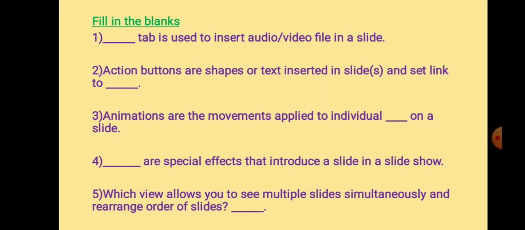Action buttons or shapes or text inserted in slides and set link to dash. Third one is animations or the movements applied to individual dash on a slide. Fourth one, dash or special effects that introduce a slide in a slideshow. Fifth one, which view allows you to see multiple slides simultaneously and rearrange order of slides.